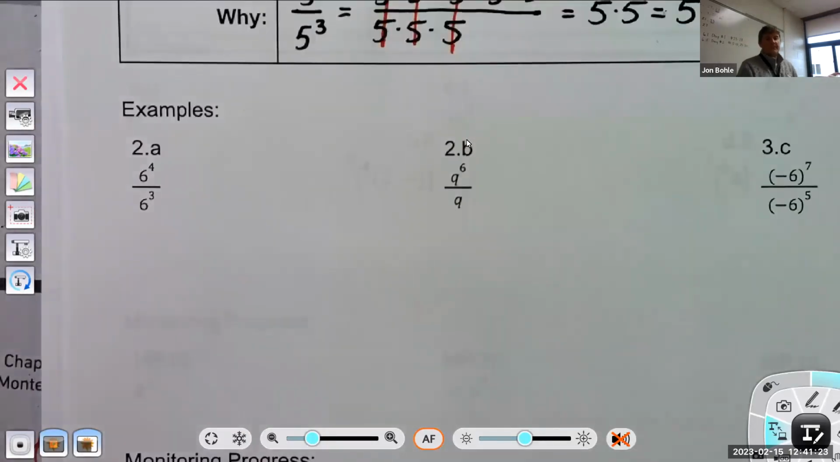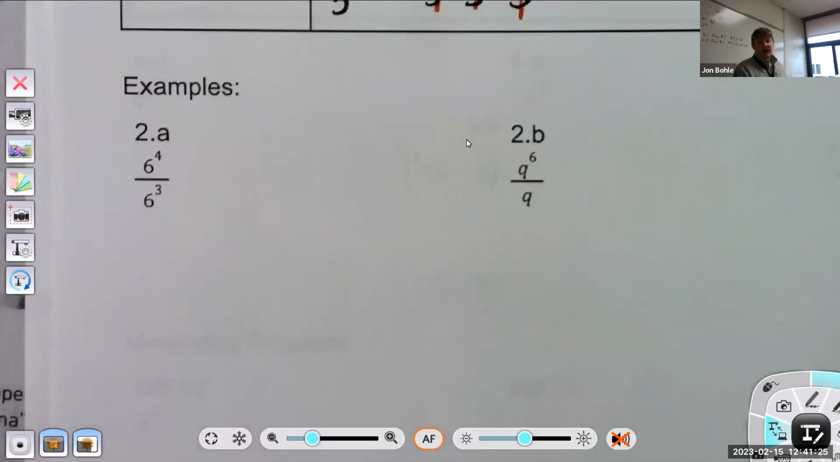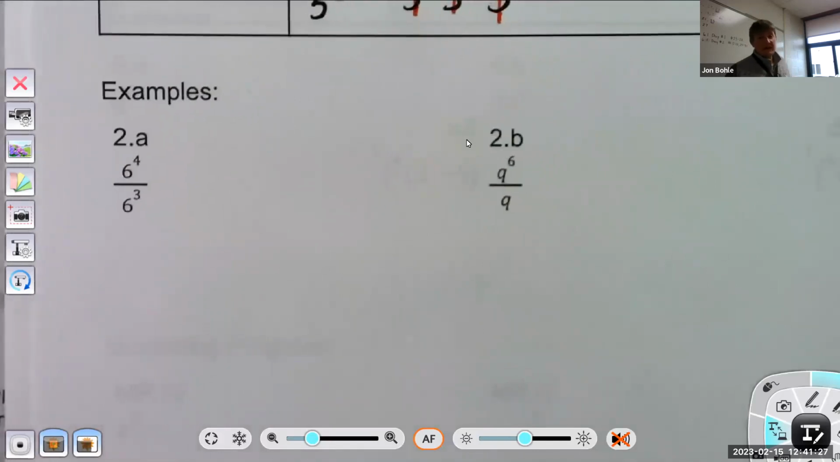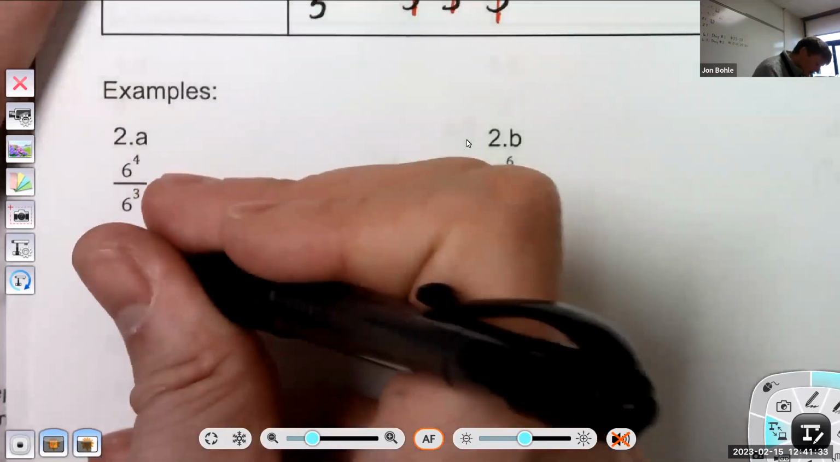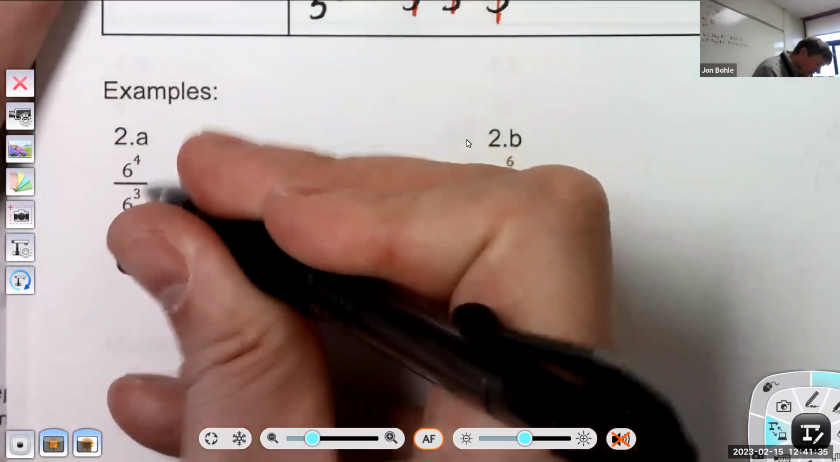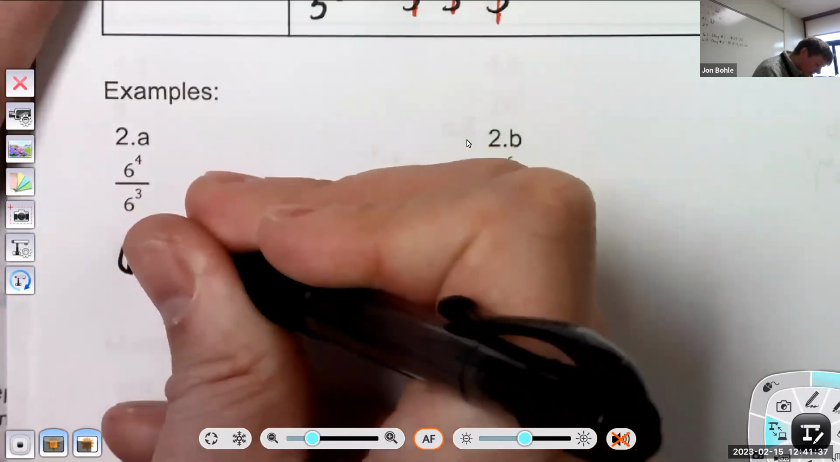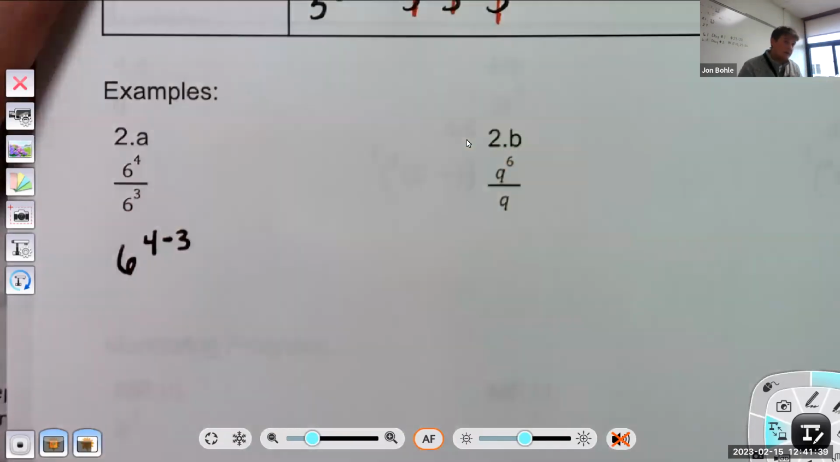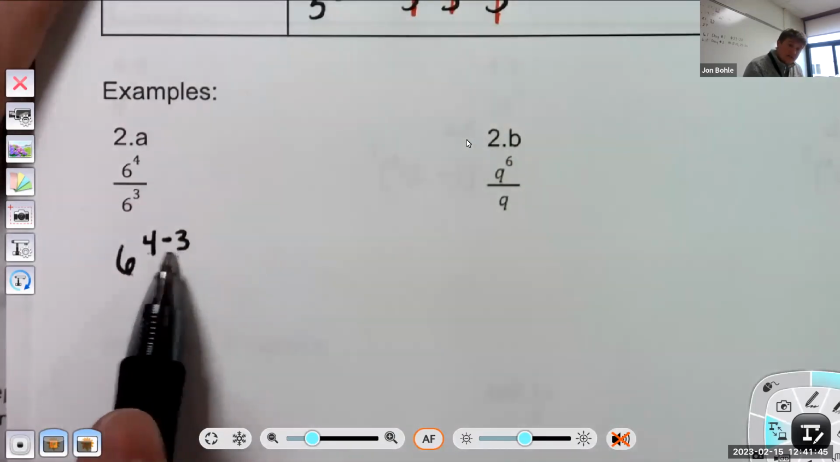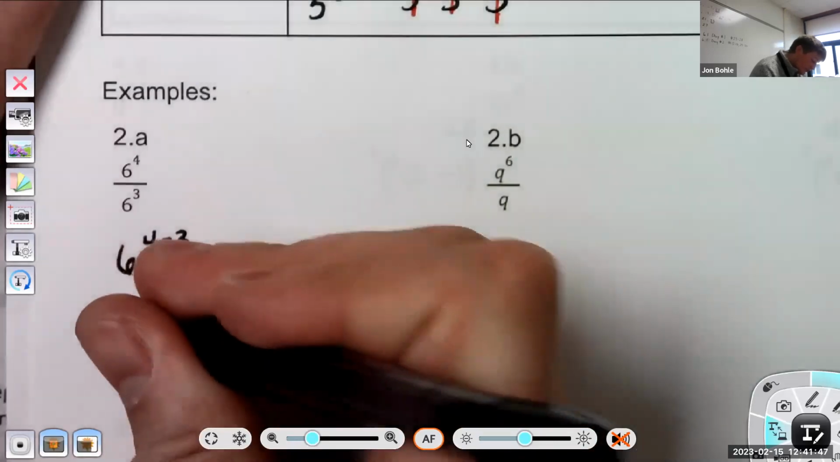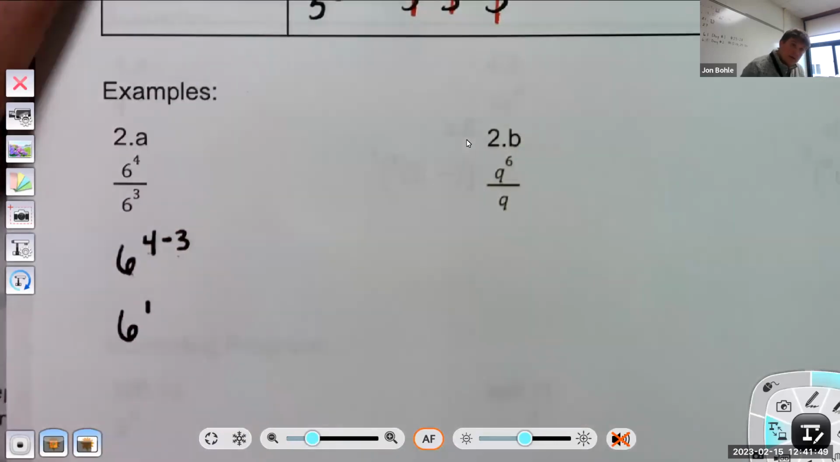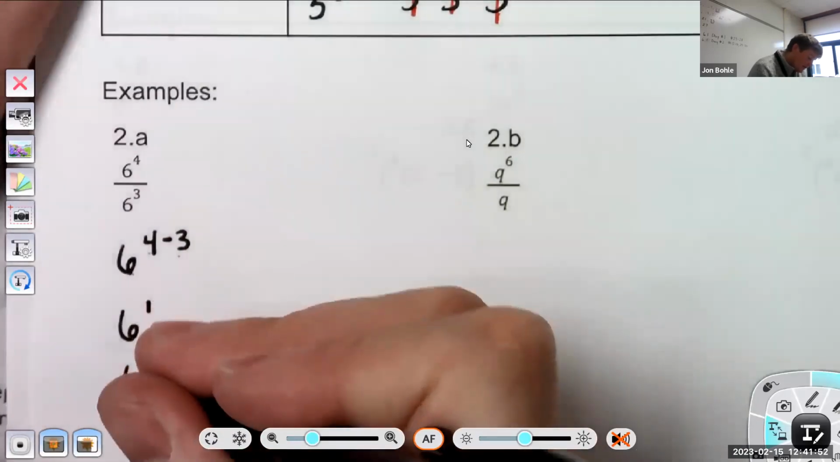Okay, 2a. Am I multiplying or dividing? Since I'm dividing, I use my division rule. My division rule says to subtract exponents, top minus bottom. So here I have 6 to the 4th divided by 6 to the 3rd. So this is 6 to the 4 minus 3. At this point, I have to subtract these exponents. 4 minus 3 is 1. So I have 6 to the first power. 6 to the first power is just 6.